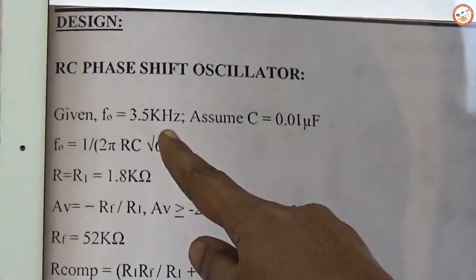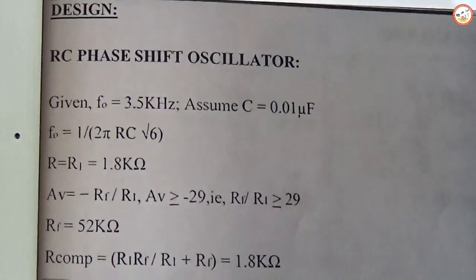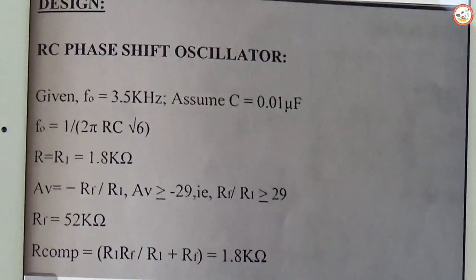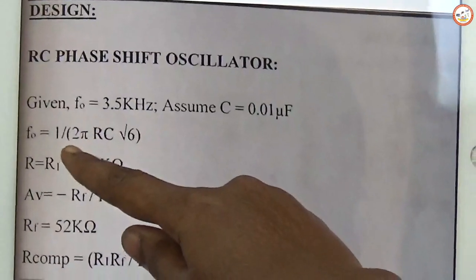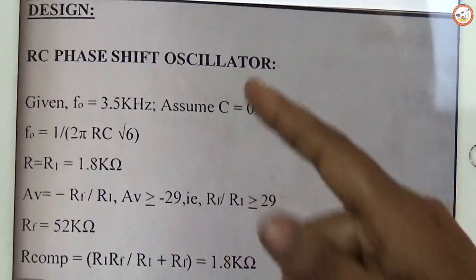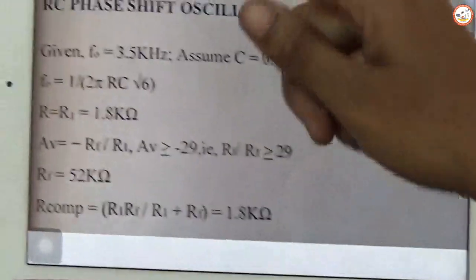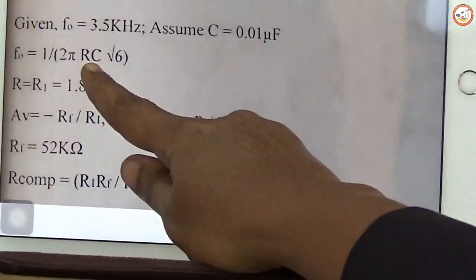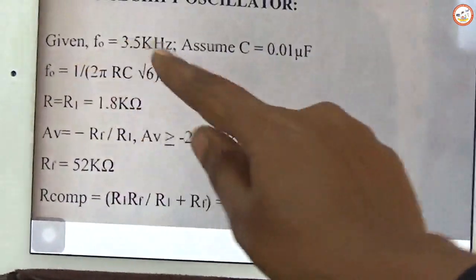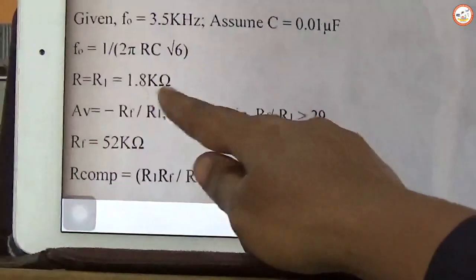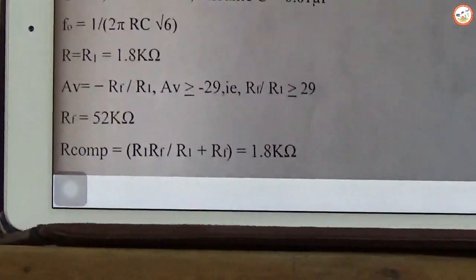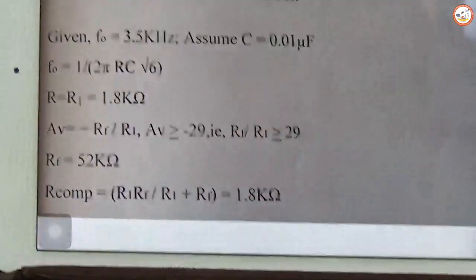In this case, for example, we need to design an RC phase shift oscillator at 3.5 kHz. Based on that, you need to assume a C value, which is 0.01 microfarads, and f0 is 1 by 2 pi RC into root 6. Here you can calculate the R value for the given frequency. With that you will get an R value of 1.8 kilo ohms. The same value can be used as R1.